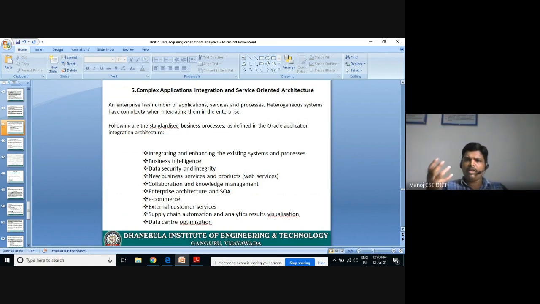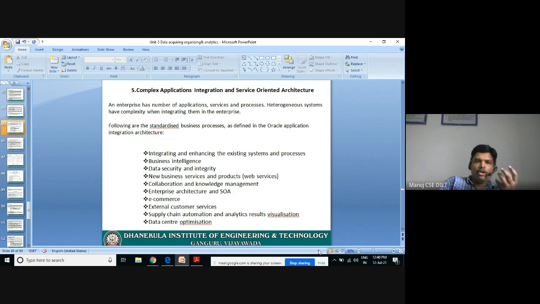We are not changing the infrastructure in terms of systems and resources, but we are integrating them in order to enhance the performance of our systems and to improve our processes. We are just integrating and enhancing them by the standard business processes proposed by Oracle Application Integration Architecture. Oracle, such a multinational company, is behind these standards. These standardized business processes are proposed by them.